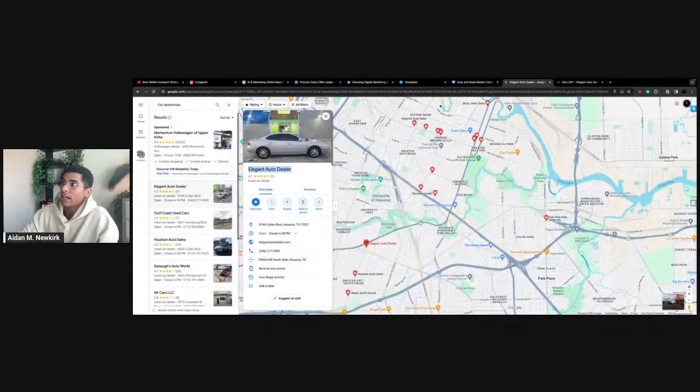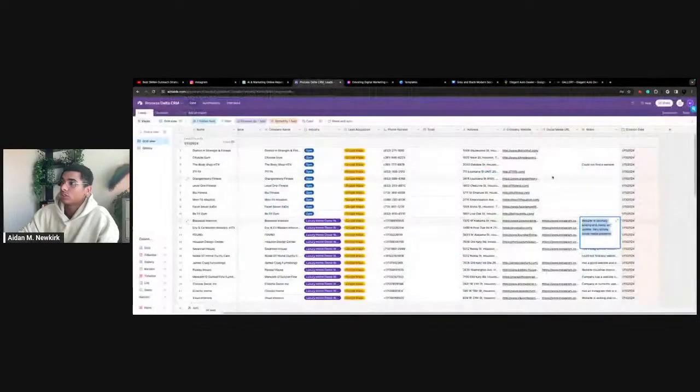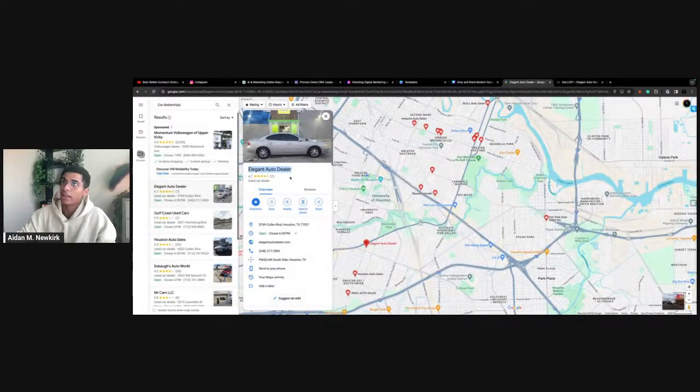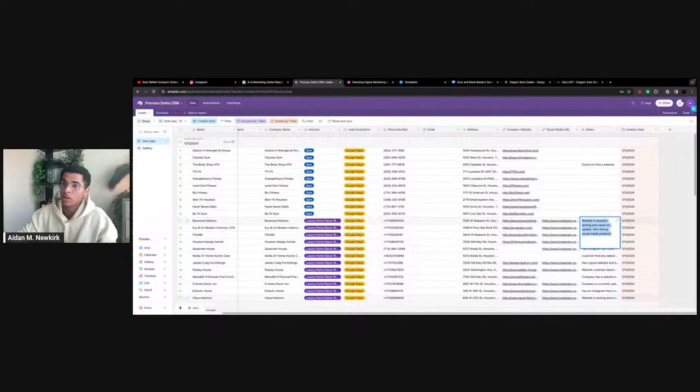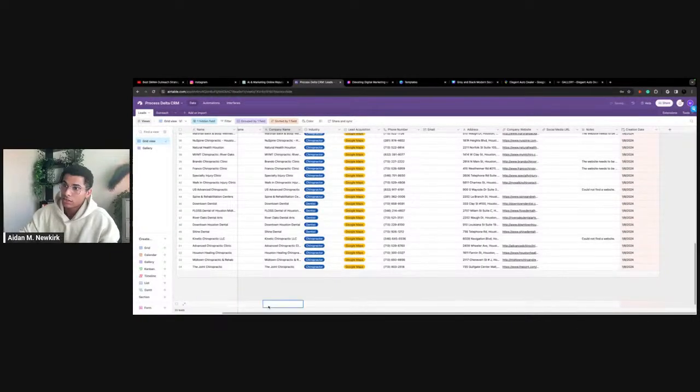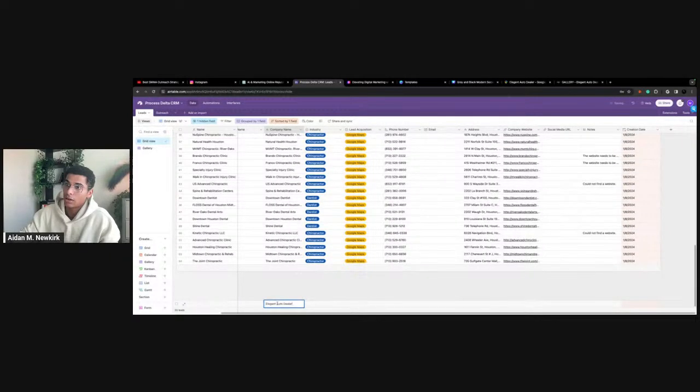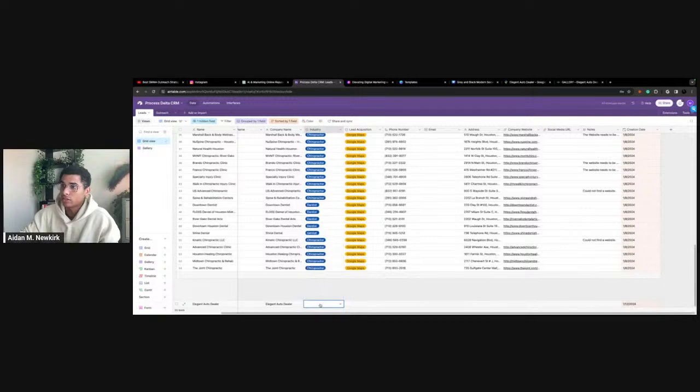So I would write that down in my actual CRM in the notes, and then I would get the business, I would get the actual industry, I would get the lead acquisition, I would get the phone number, and put all that information in, so then I can keep a list of the people that I've talked to or plan to talk to. So I'm actually going to put this person into the leads list, just to showcase y'all doing outreach and what that looks like.